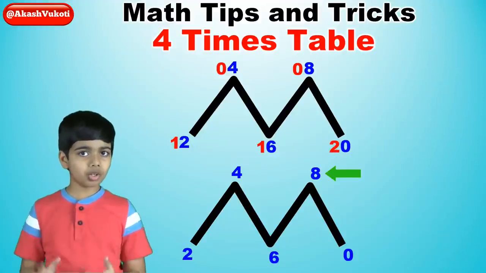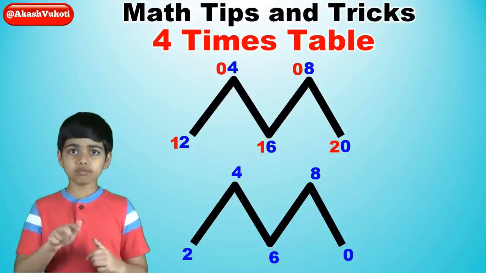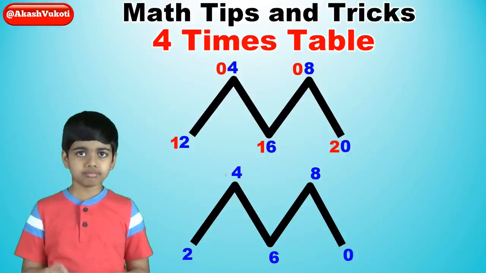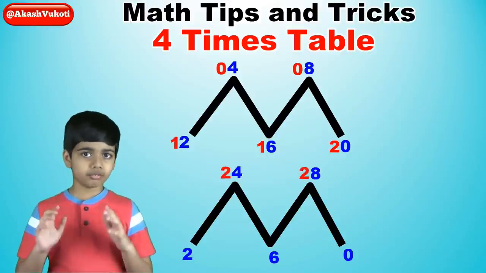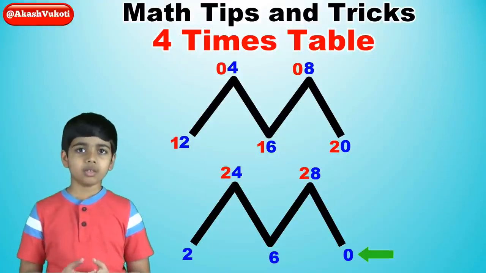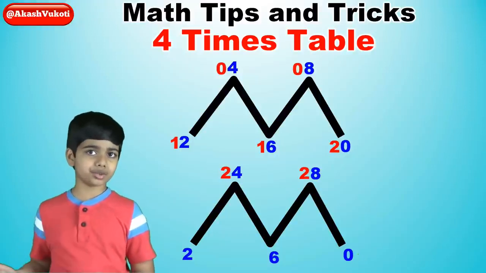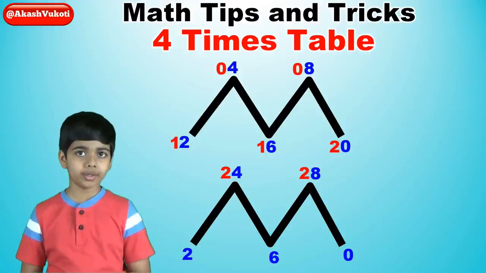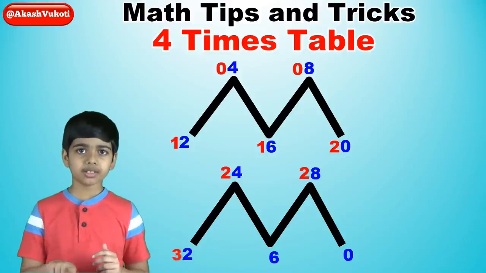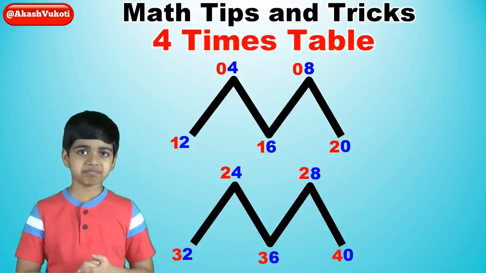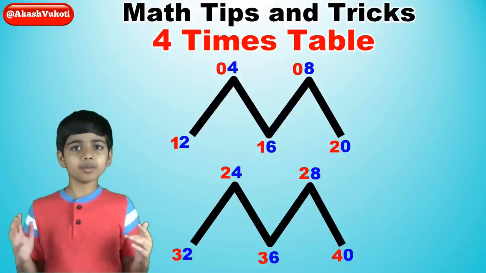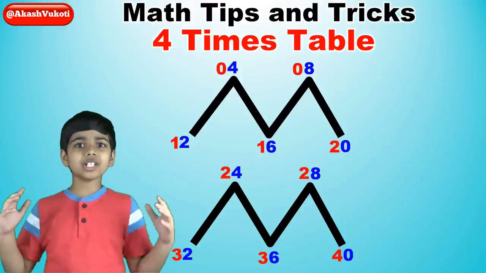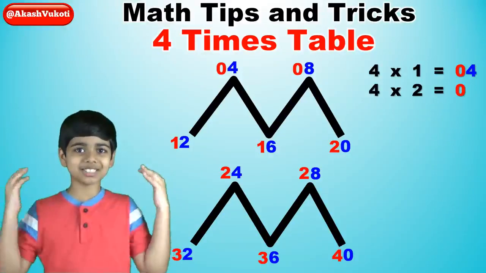For the top row of the second M, just write 2. So 2, 2. And for the bottom row of the second M, write 3 except for the last one. There we write 4. So 3, 3, 4. And so, right before your very eyes, you have completed the 4 times table.